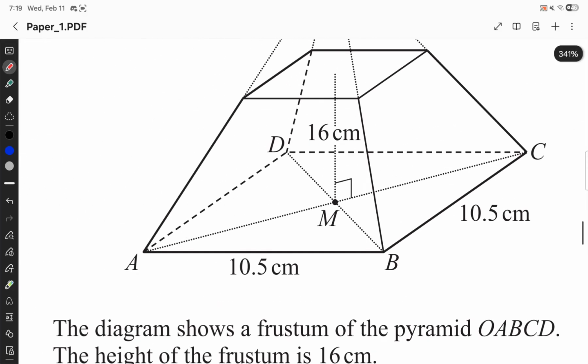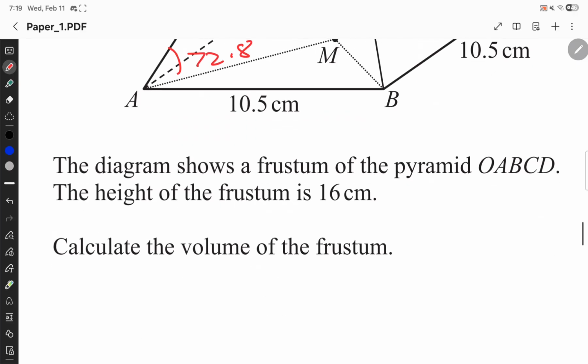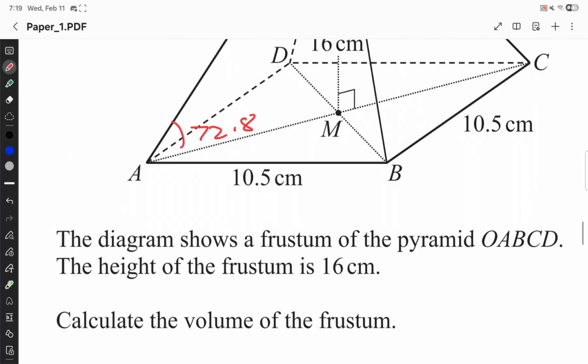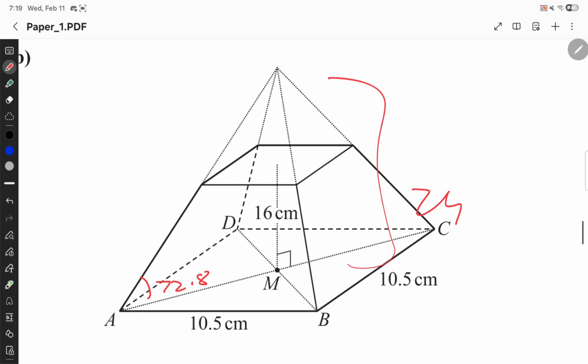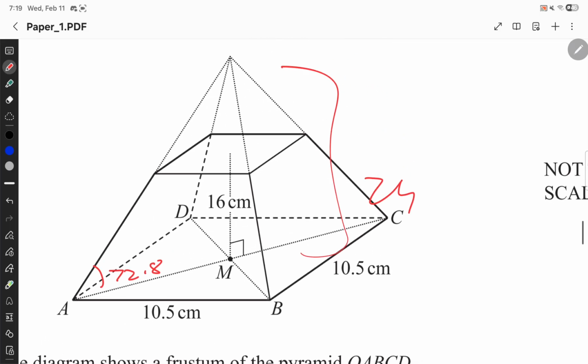I will just write this here as a precaution. Okay, 72.8. Now the diagram shows a frustum. Calculate the volume of the said frustum. Now this entire height was 24, and we need to calculate the height of this frustum. It is kind of frustrating to find this, but I'm sure we can find this.